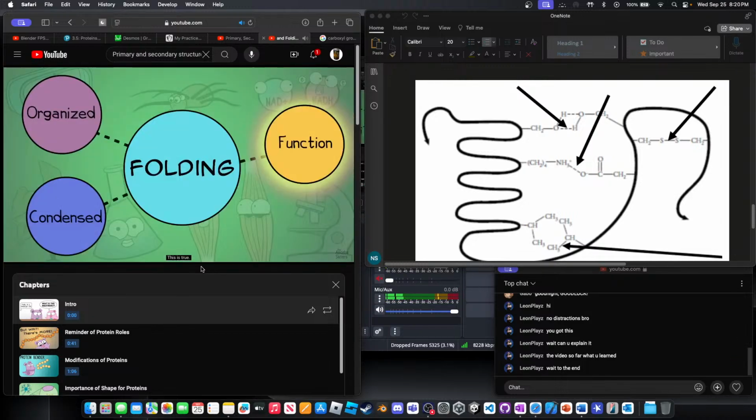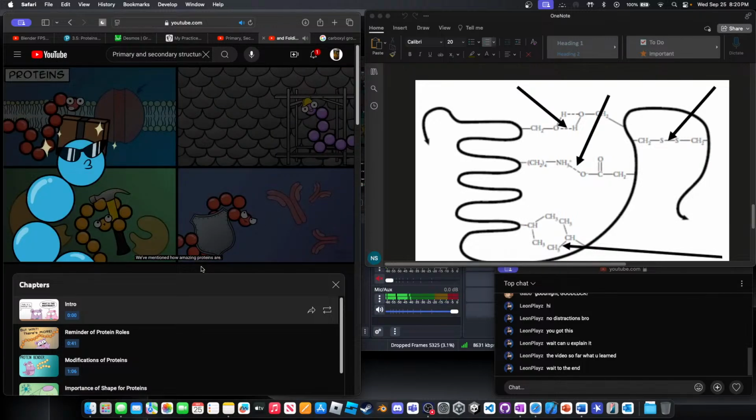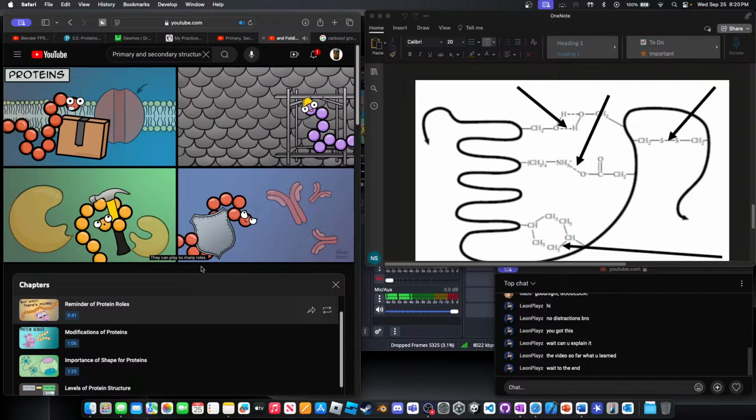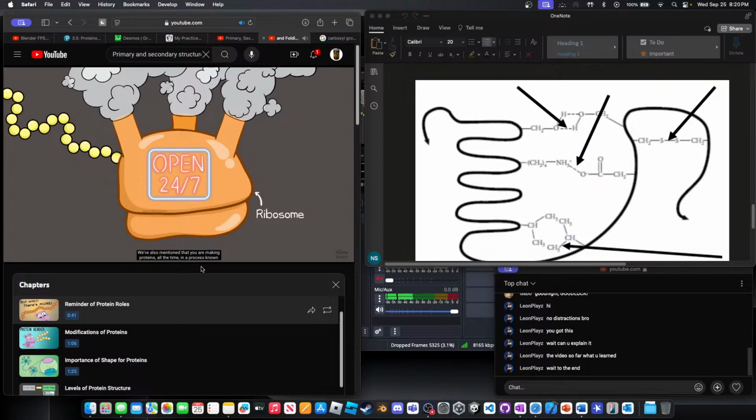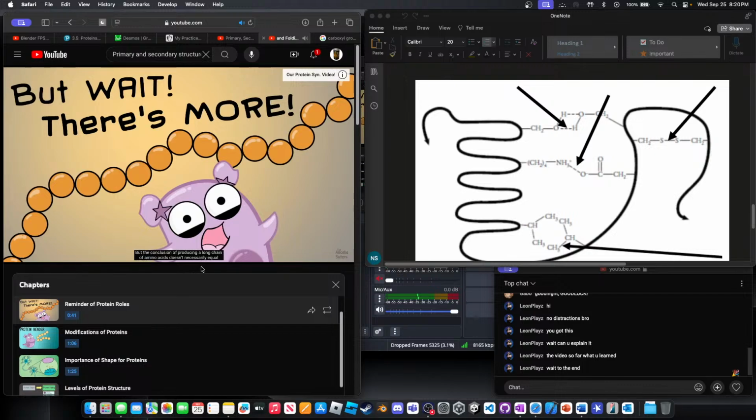This is true, but in biology, folding can actually have a lot to do with function. We've mentioned how amazing proteins are. They can play so many roles. They can make up channels, be part of a structure, serve as enzymes for important biological processes, be involved with protecting the body, just to name a few. We've also mentioned that you are making proteins all the time in a process known as protein synthesis. But the conclusion of producing a long chain of amino acids doesn't necessarily equal a functional protein.